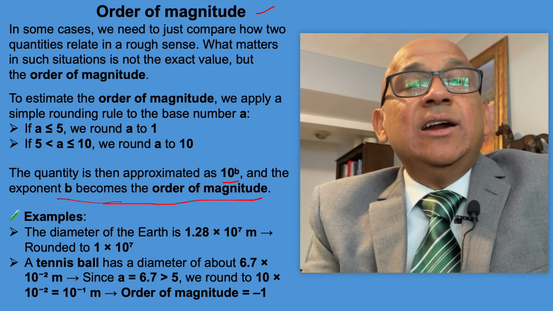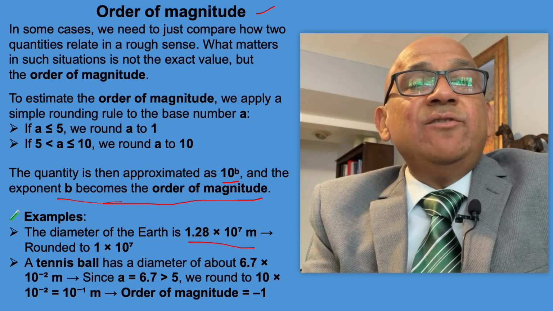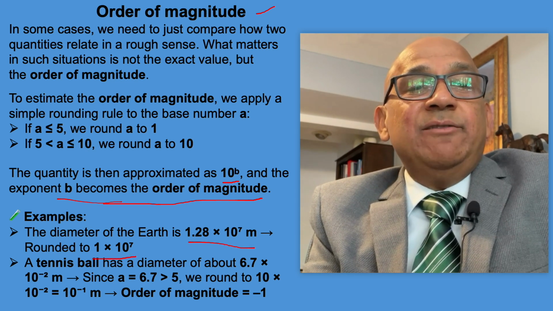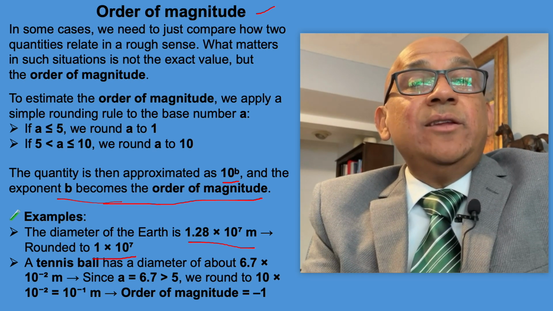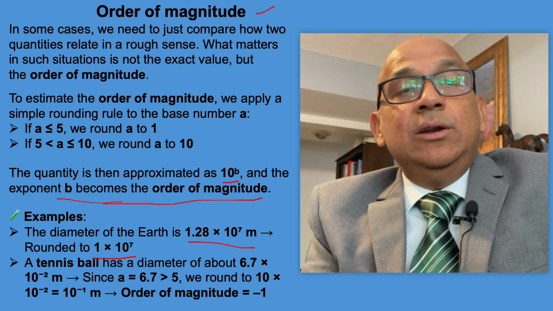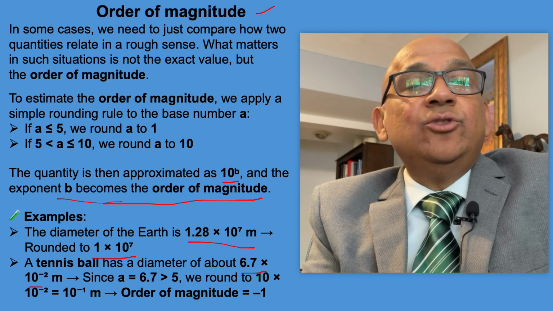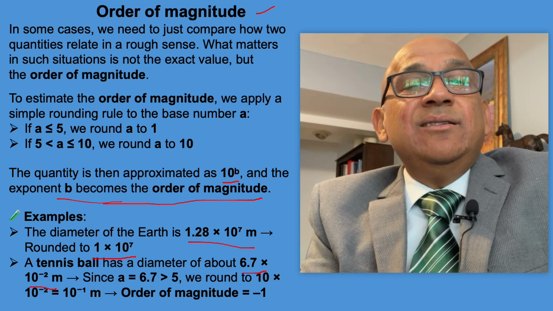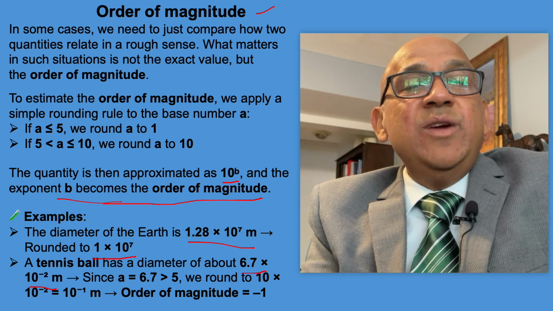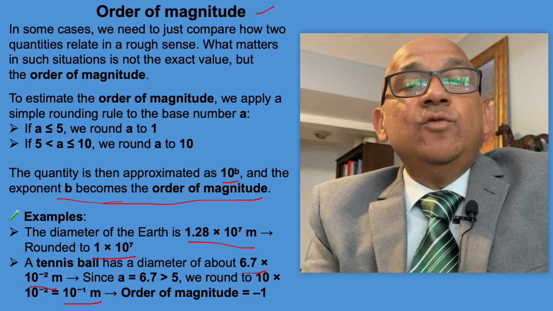Let us look into an example. The diameter of the earth is 1.28 times 10 to power 7 meters. If you round it, it will be 1 times 10 to power 7. So this 7 will be the order of magnitude. Now another example is a tennis ball. A tennis ball has a diameter of 6.7 times 10 to power minus 2 meter. If you round 6.7 to 10, then this diameter will come out to be 10 to power minus 1 meter. And so the order of magnitude will be minus 1.